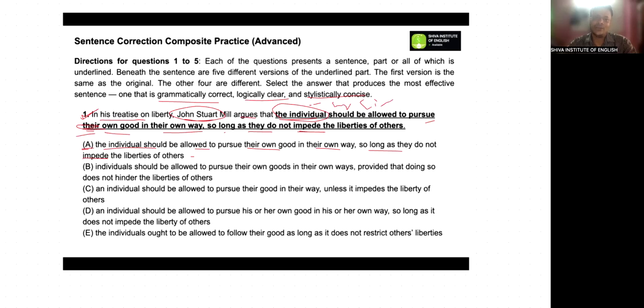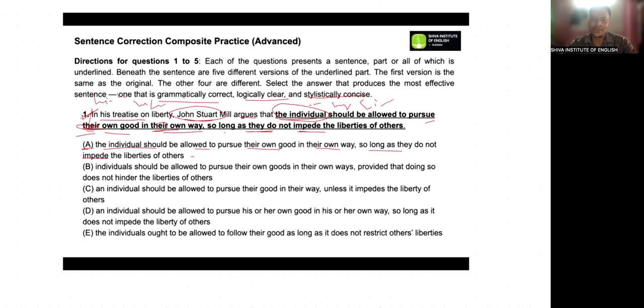You would also find that their own way does not fit, so long as they impede the liberties of others. In that case, an individual is singular, so what are we supposed to use? We are supposed to use his or her. His or her, right? So in that case, option A cannot be the answer.